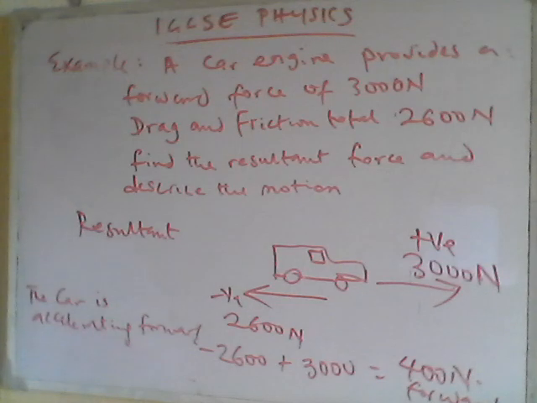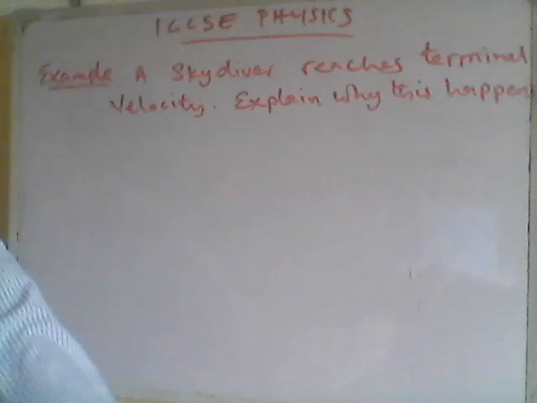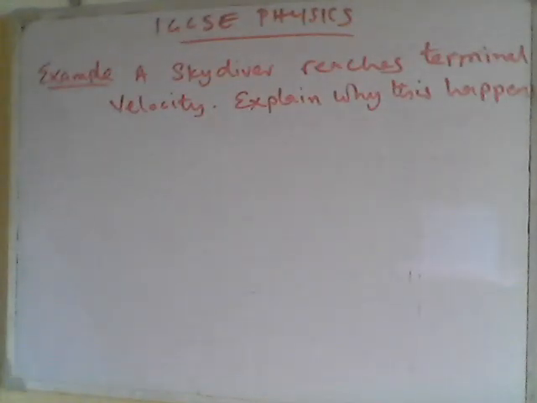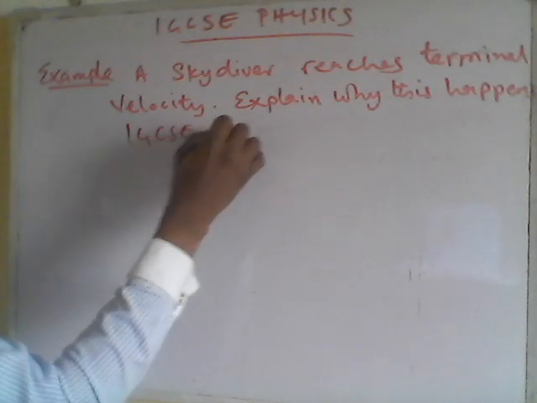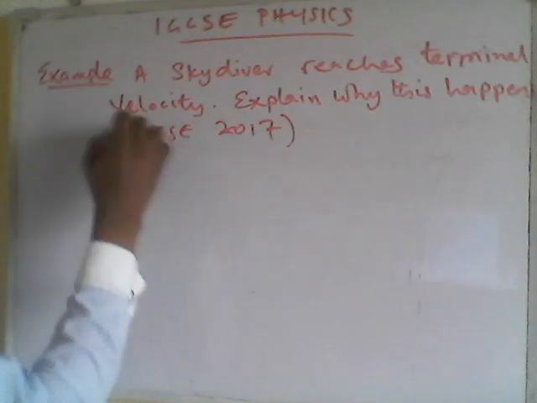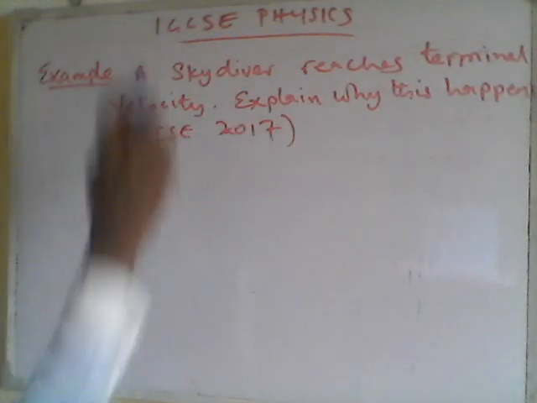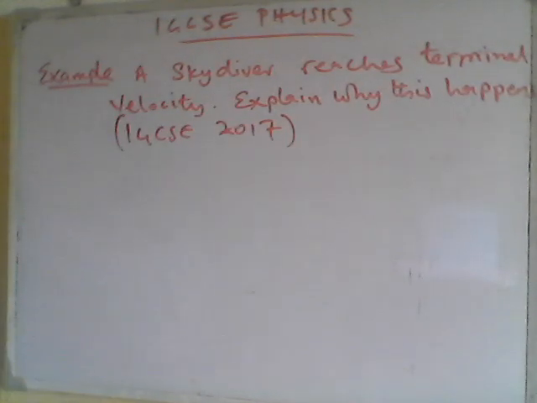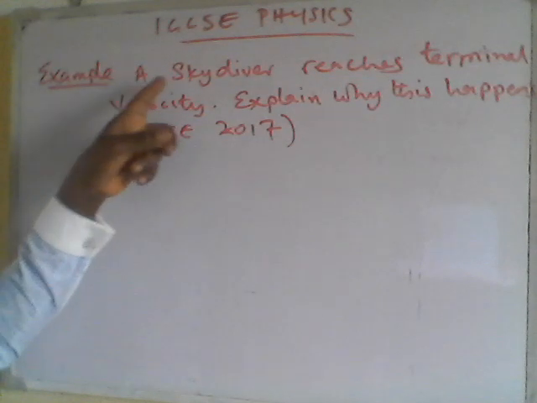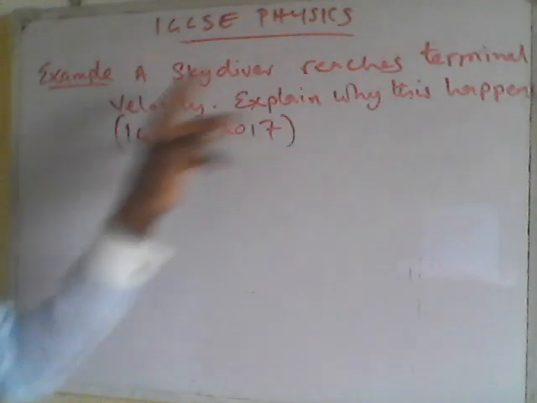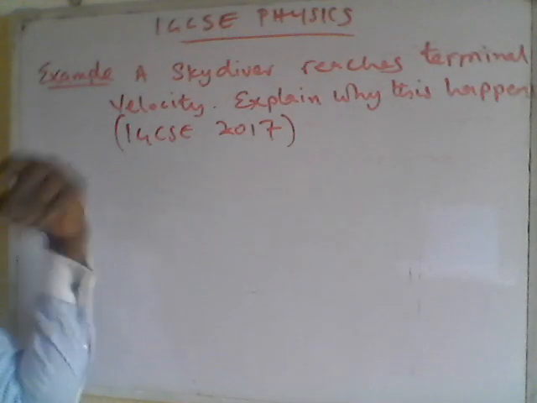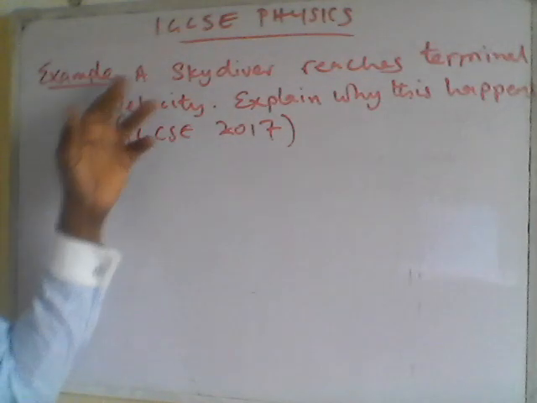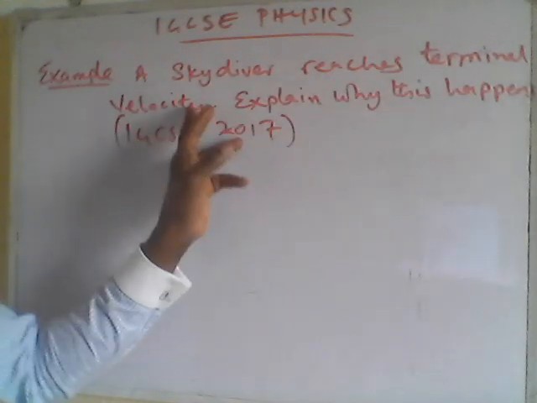Okay, let's do one more example. This question is actually an IGCSE 2017 model question. This question came out in 2017, so that's where I got it from. The question related to this topic says, a skydiver reaches terminal velocity. Skydivers are those people that jump off a plane with a parachute.